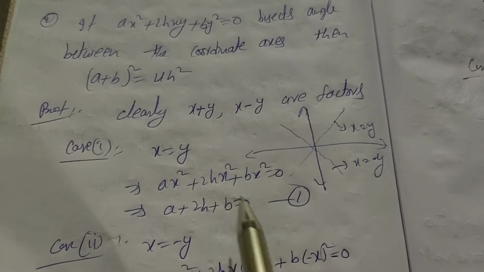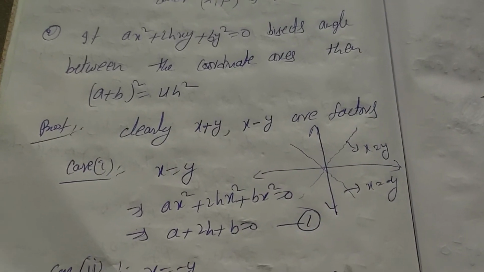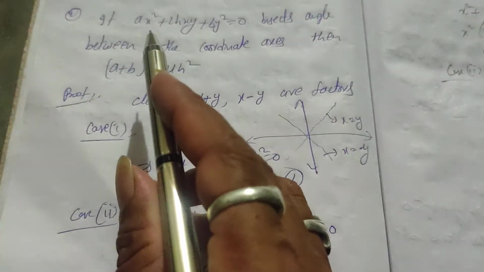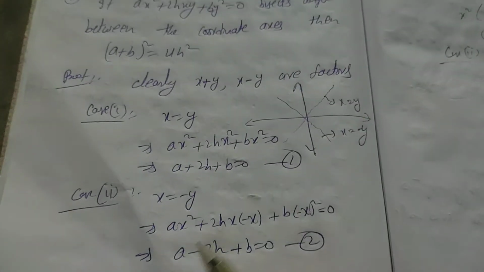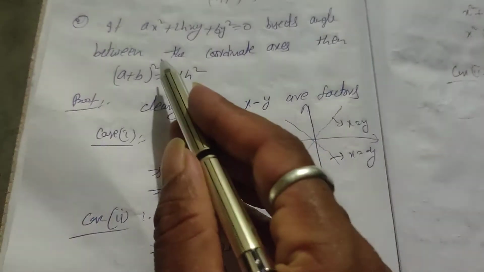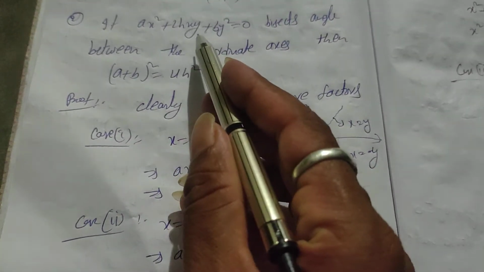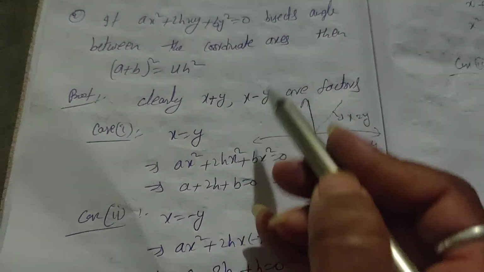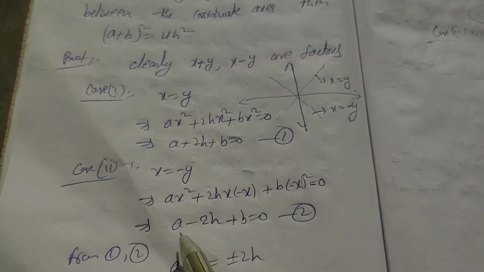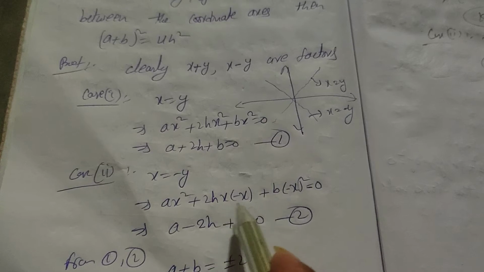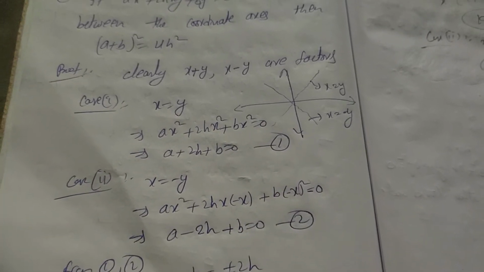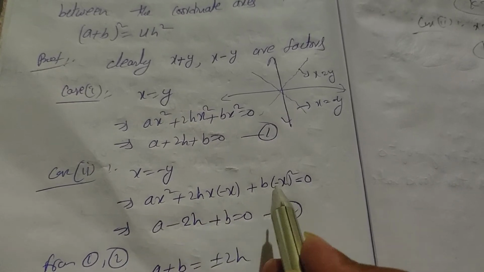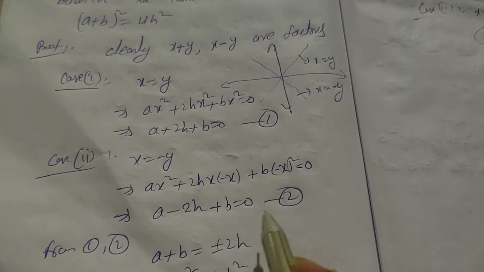You write one thing. Next one is case 2: substitute x is equal to minus y, or y is equal to minus x. So a into x square plus 2hx into minus x, that means minus 2hx square, plus b into (minus x) whole square. If you take x square common from all these terms, 0 by x square gives 0 only, remaining a minus 2h plus b is equal to 0. That means a plus b is equal to plus 2h.